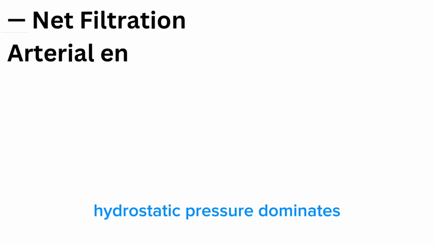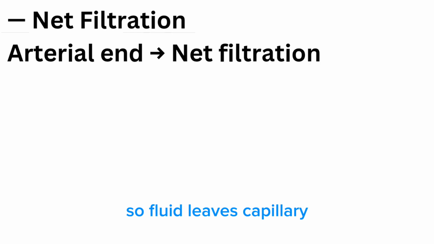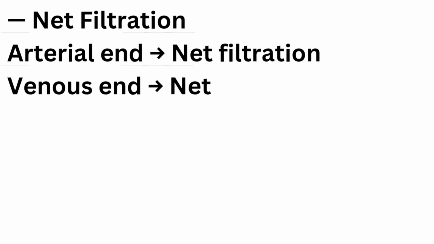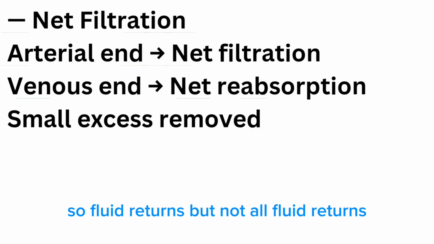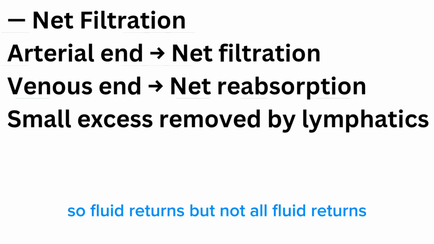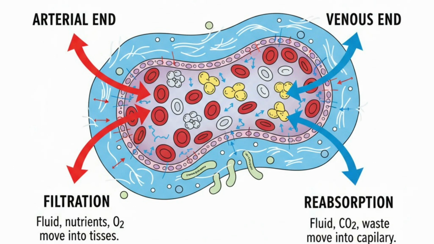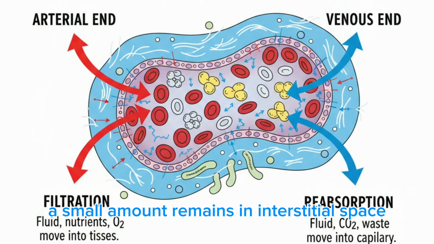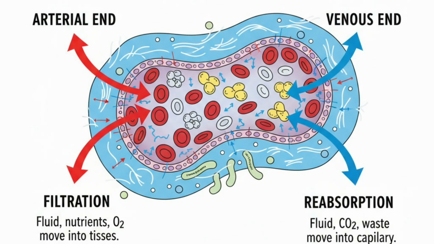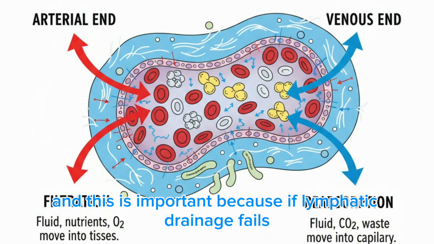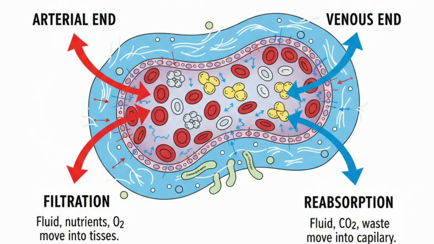Normally, at the arterial end, hydrostatic pressure dominates, so fluid leaves the capillary. At the venous end, oncotic pressure dominates, so fluid returns. But not all fluid returns. A small amount remains in interstitial space. That extra fluid is removed by lymphatics. And this is important because if lymphatic drainage fails, edema develops.